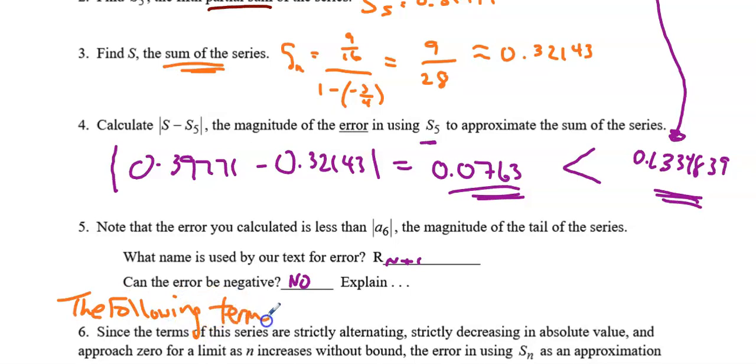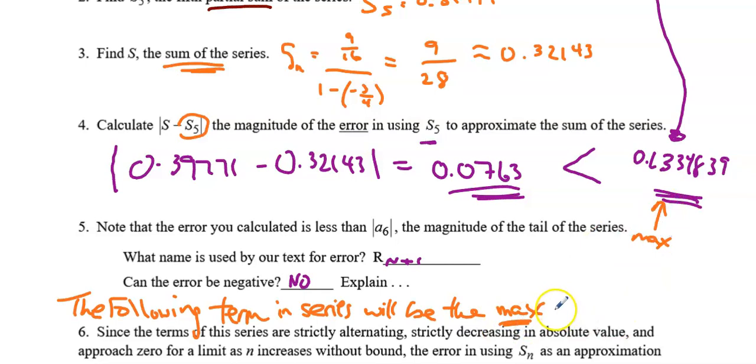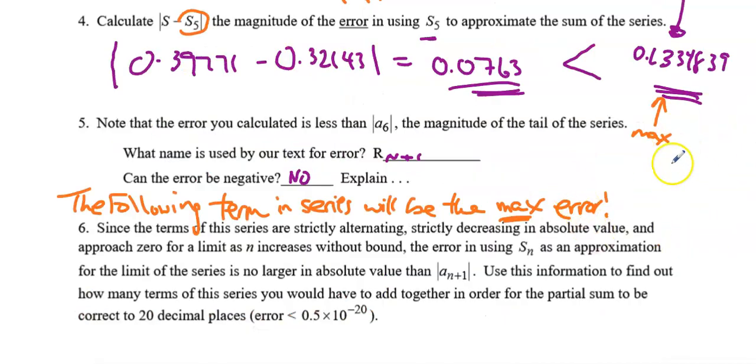all right, and so what I mean by that is that we were trying to find the error for s of 5, so we found the following term. We found s of 6, right? In this series, will be the maximum, the absolute maximum. So this would be the maximum error that can be.